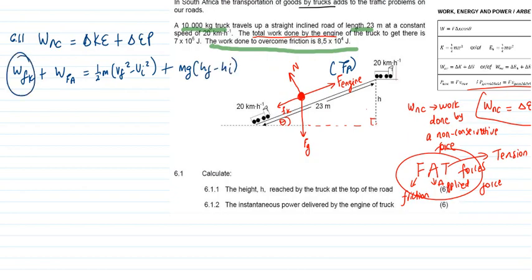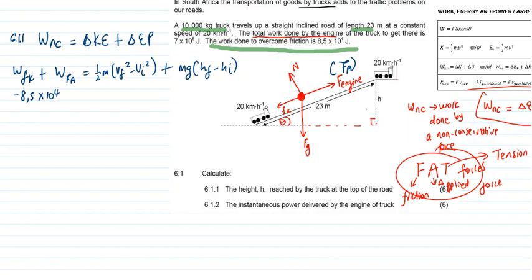So the work done by friction, we are already given that the work done to overcome friction was 8,5 times 10 to the power 4 joules. But remember, work that is done by friction is always negative work. So I put it as negative there, negative 8,5 times 10 to the power 4. That is the work that was done to overcome friction, right?